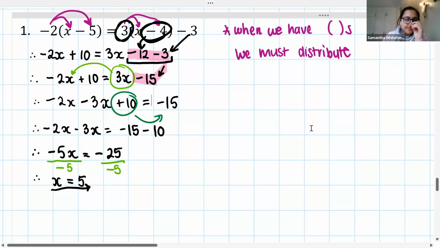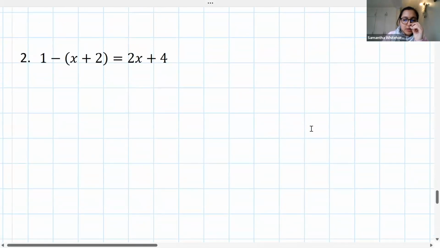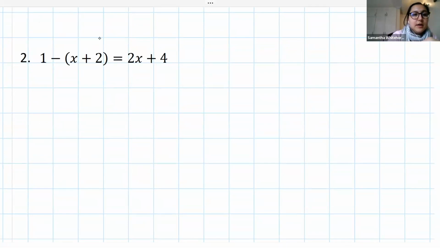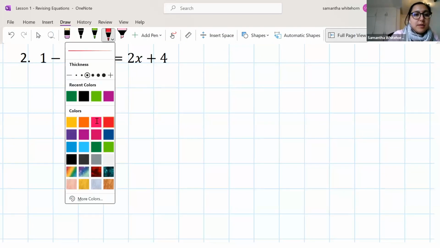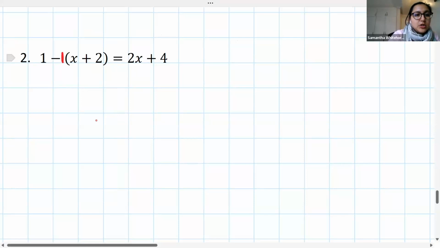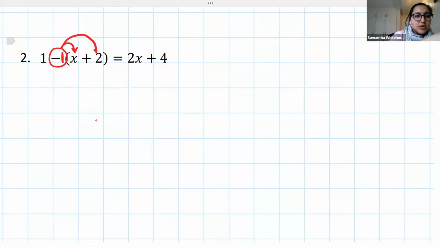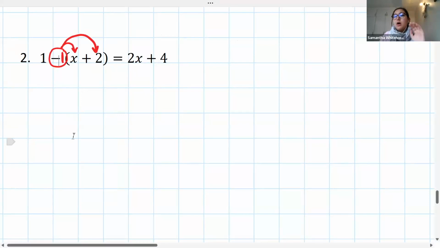Alrighty, good. Okay, so guys, I want you to try question 2. Only thing I'm going to say here is please remember that when you've got that minus sign sitting in front of a bracket, remember there is that invisible 1. So what we're going to have to do is take that negative 1, and that is what we are distributing into our bracket here. So just be careful of what your coefficient is in the equation.